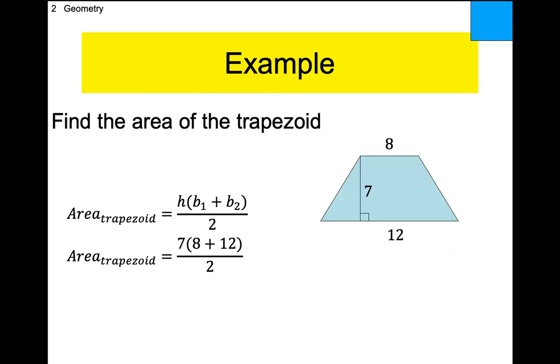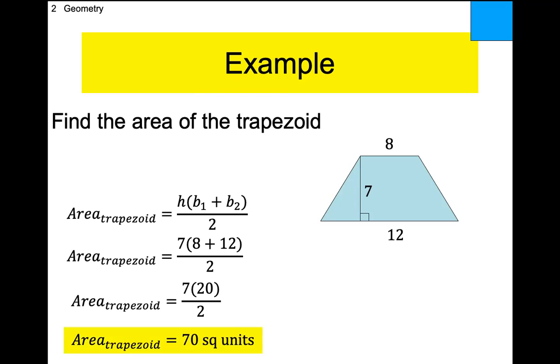If you're doing this by hand, remember you'd have to do the parentheses first because of PEMDAS. 8 plus 12 is 20. 7 times 20 is 140. And 140 divided by 2 is 70 square units. So there's your 7th and 8th grade example.